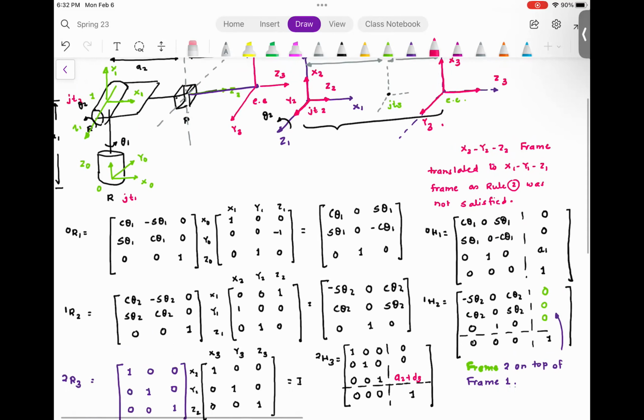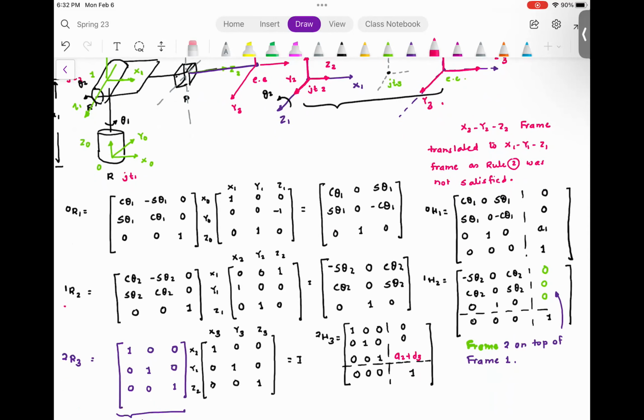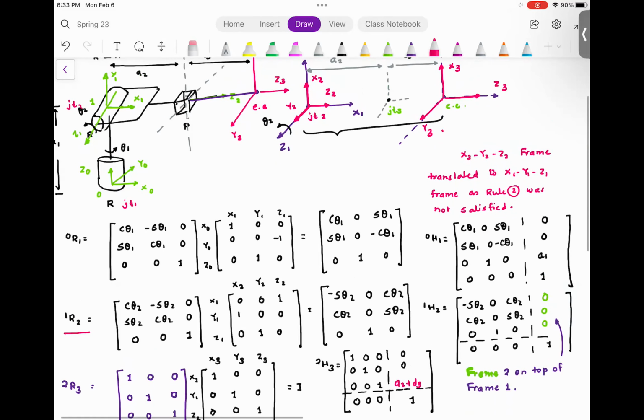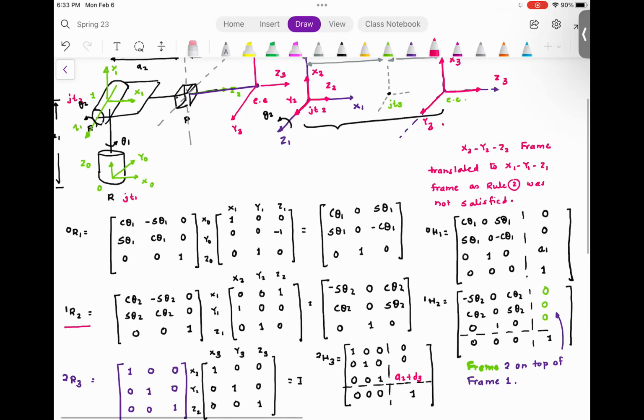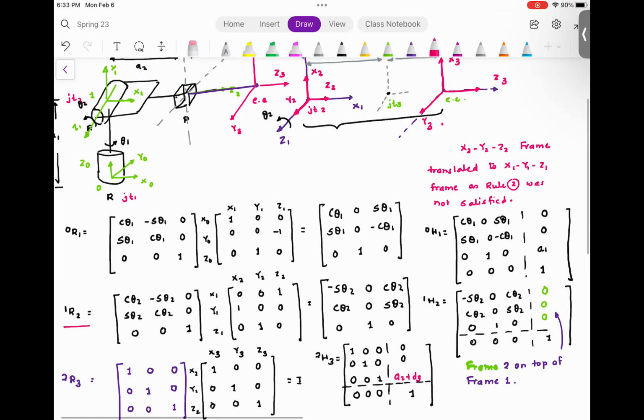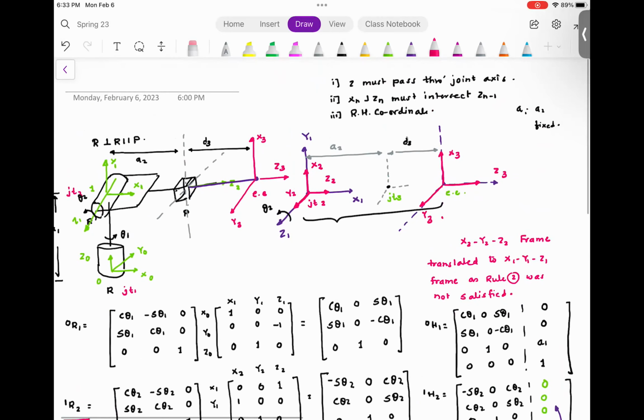Okay, so once again, let me explain. If you see here, this frame is x2, y2 and z2, and this is the rotation between frame 2 and frame 1. You agree with me? This is the projection between frame 2 and frame 1. But when you go here, since frame 2 is on top of frame 1, there is no translation distance. So if A2 is variable, what? A2 is not variable. A2 is constant. If it is variable, then you are going to have a different case.